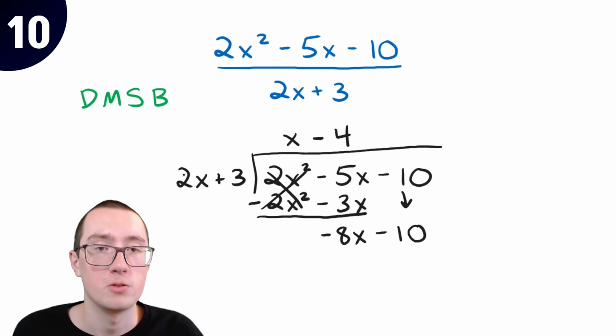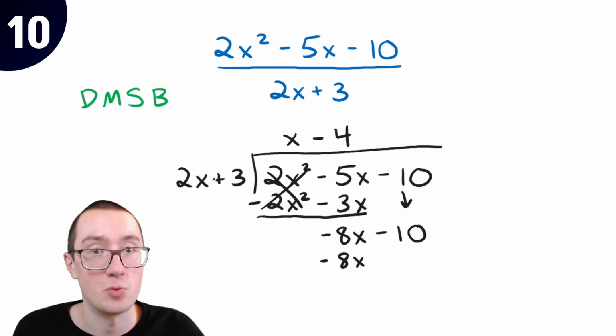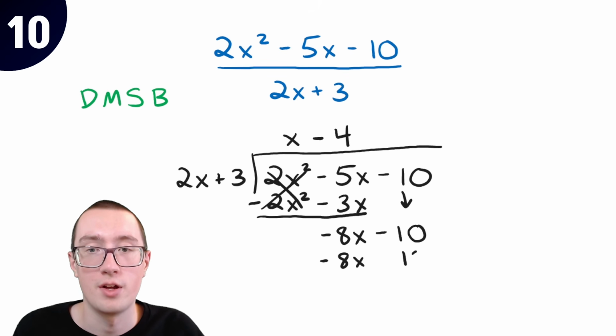Next is multiply. So 2x times negative 4. 2 times 4 is 8. The x stays. And then we have 1 minus sign, so the minus sign stays. And then also we have to multiply the 3 by the negative 4. 3 times 4 is 12. And there's 1 minus sign, so the minus sign stays.